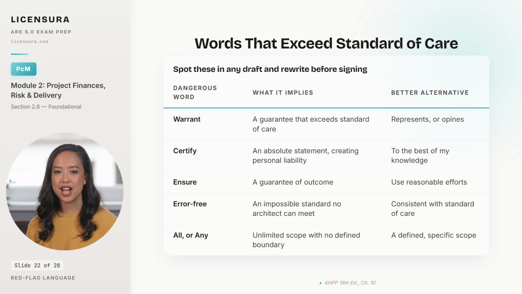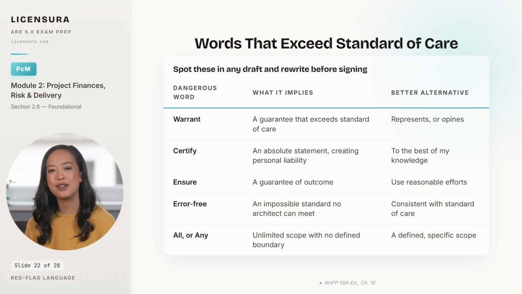Insure is a guarantee of outcome, and architects do not guarantee outcomes. We apply reasonable professional effort. So substitute use reasonable efforts. Error-free is the impossible standard. No design is ever error-free, and no honest architect should promise one. Substitute consistent with standard of care.